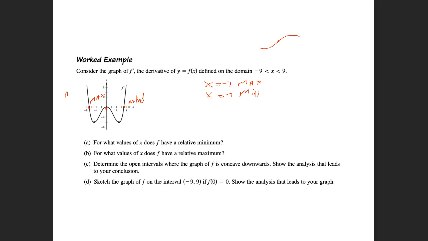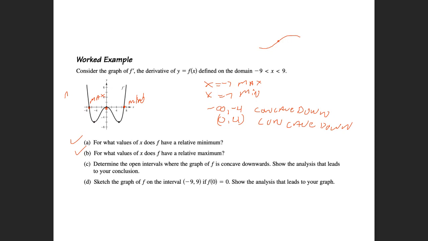Okay, so that's a and b there. Determine an open interval where the graph is concave down. Okay, so concave down means that it has to have negative slope. So from negative infinity to negative 4, concave down. And then from 0 to, let's say, 4, concave down also. Okay, so those are where it's concave down.